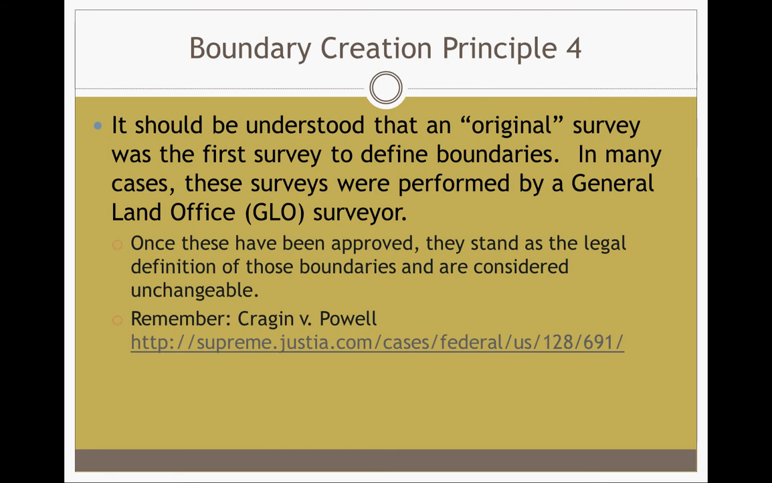Remember Cragen versus Powell? I talked about that earlier, I think, in the previous lecture. You can follow this link to the website and read about Cragen versus Powell. The precedent in this case is that once a land line has been set by the federal government, it cannot be changed. This is a precedent that has been around since the 1800s, and so you really have to remember that an original survey is an unchangeable survey. It's one that we cannot move, cannot adjust. Even with the modern technology we have today, we cannot fix it, because once it's created, it's unchangeable.